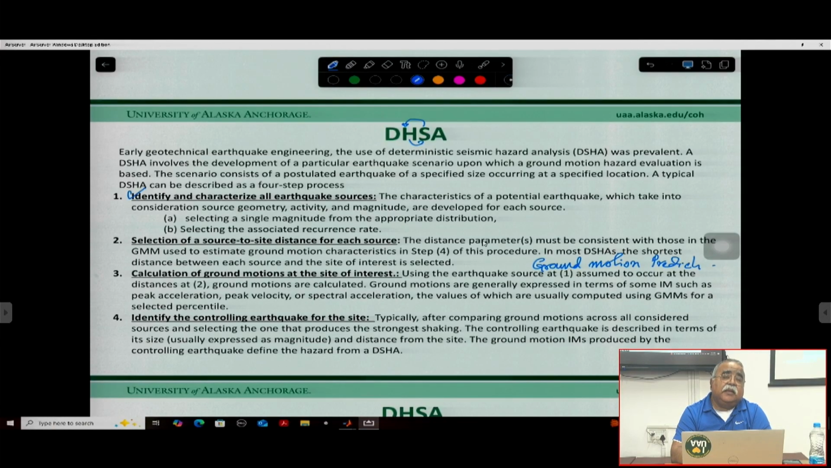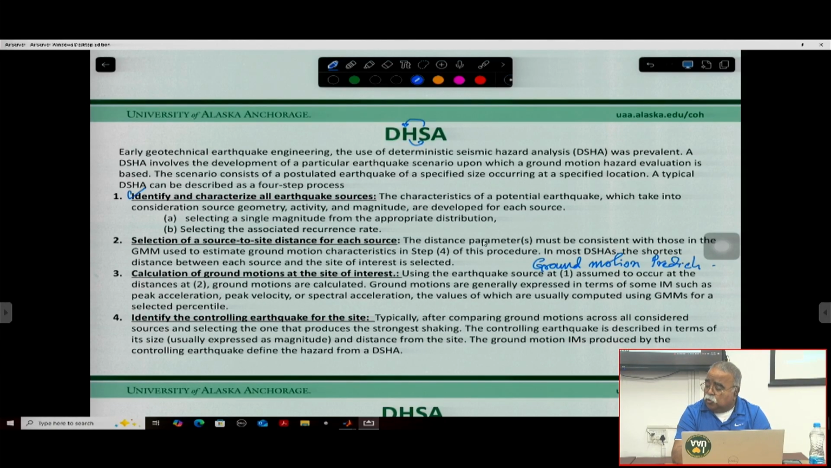If that particular site is surrounded by different faults having different magnitudes, then you calculate for all the faults and all the magnitude possibilities, and then find out which one is the largest. That will be the controlling factor, so we construct our buildings or houses based on that. This is your DSHA main theme.